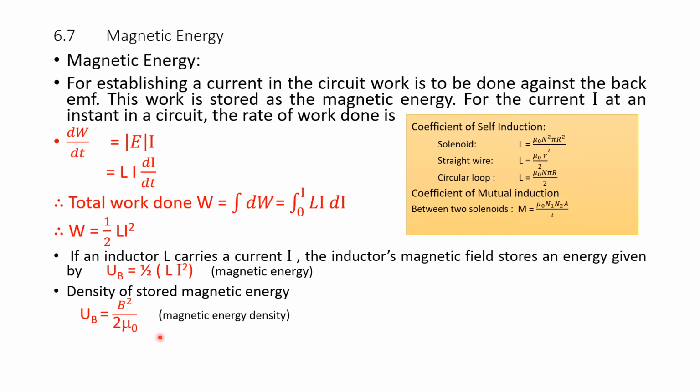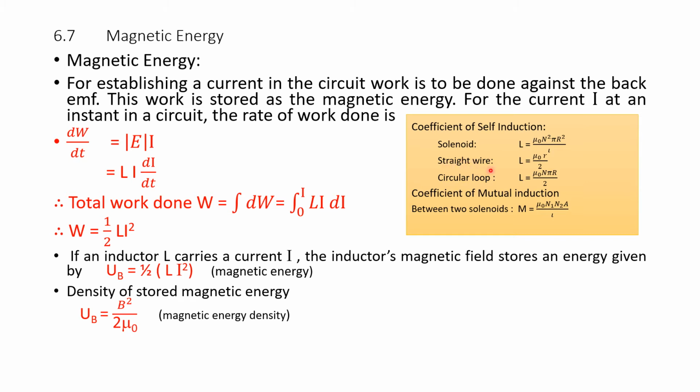We have the coefficients of self-induction and mutual induction summarized in the text box to your right. Coefficient of self-induction: for a solenoid, the inductance is given by mu naught n square pi r square divided by L, where r is the radius of the solenoid, L is the length of the solenoid, n is the number of turns, and mu naught is the permeability of air.